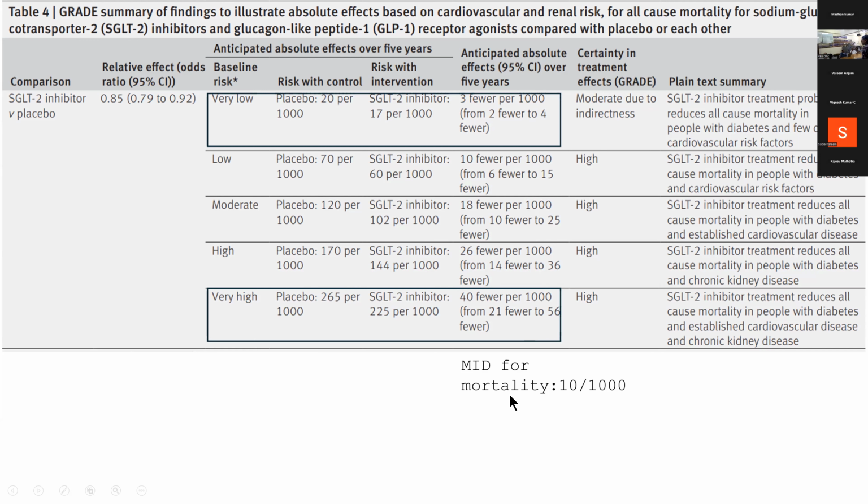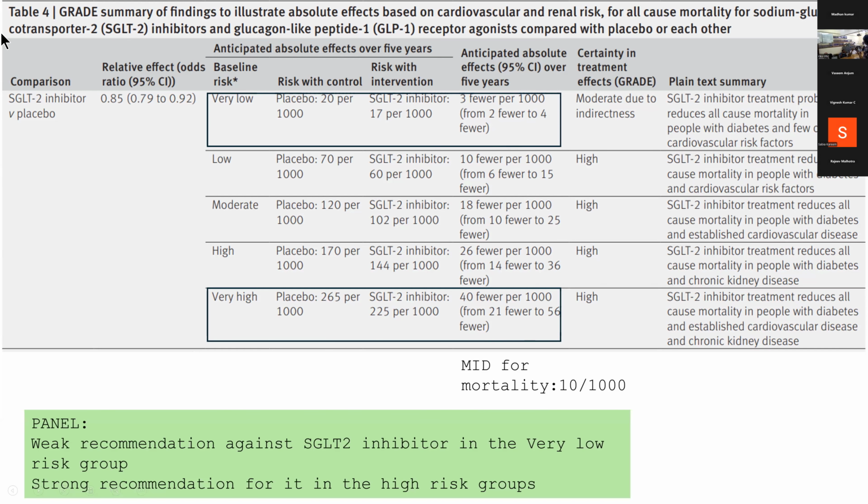The MID for mortality was actually 10. So in the first group, it was not significant. You had an effect, but it was not an important effect. But on the other hand, for the very high baseline risk, you had a large effect. So when they made the recommendations, they had a weak recommendation against using SGLT2 inhibitors in the very low risk group, and they had a strong recommendation for it in the high risk group. So here you can see that even though the relative risk is the same across all the individual groups, because your baseline risk was different, your final absolute effect was also different, and the recommendations are different for both the groups.